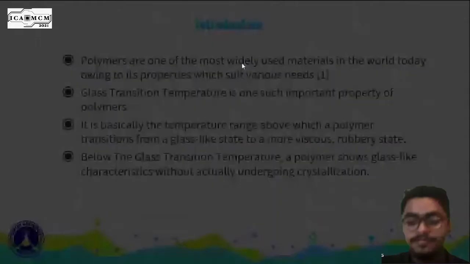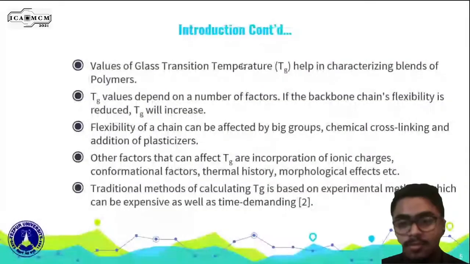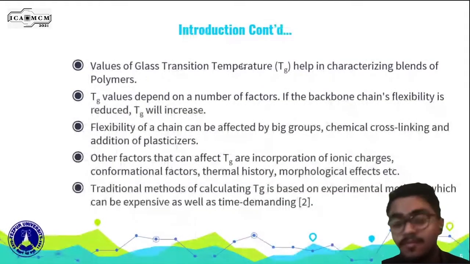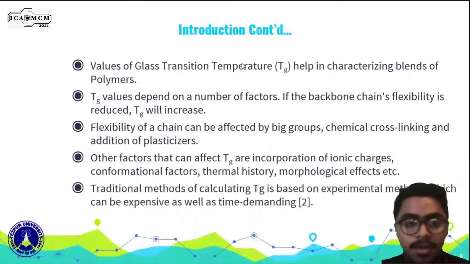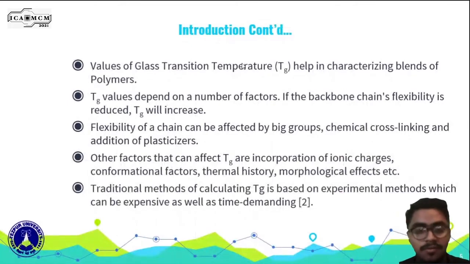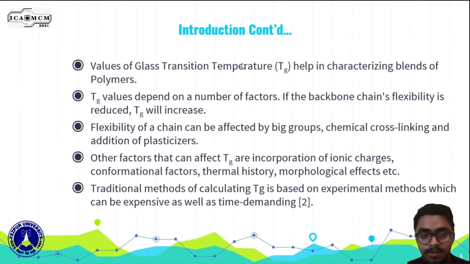Now, this range of values that is called the glass transition temperature helps in characterizing blends of various polymers and in synthesizing newer polymers. Now, Tg, or the glass transition temperature, depends on a number of factors, and it is mostly dependent on the backbone chain's flexibility. Flexibility can be affected by a number of factors like presence of big groups, chemical cross-linkings, as you can see in the slide, and other factors like the incorporation of ionic charges, conformation factors, thermal history, etc. Traditional methods of measuring Tg are based on experimental methods, which we know are expensive and time-demanding as well.